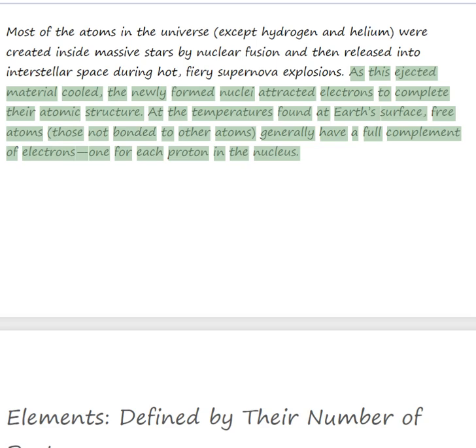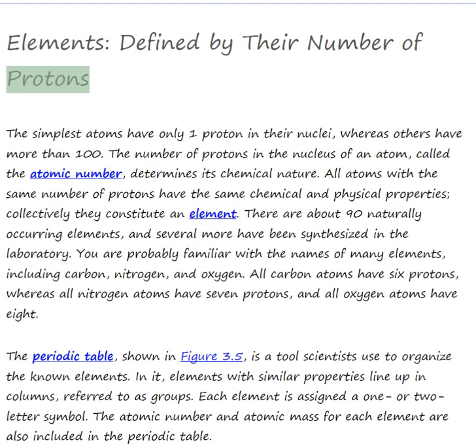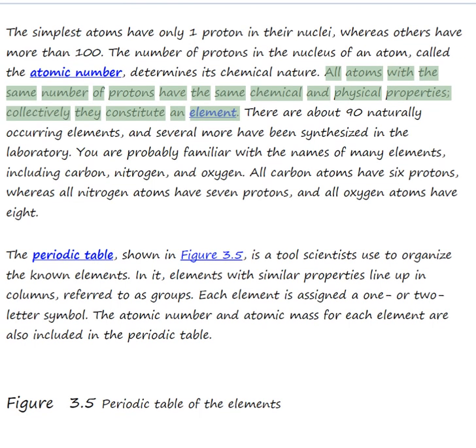in the nucleus. Elements are defined by their number of protons. The simplest atoms have only one proton in their nuclei, whereas others have more than 100. The number of protons in the nucleus of an atom, called the atomic number, determines its chemical nature. All atoms with the same number of protons have the same chemical and physical properties. Collectively, they constitute an element.